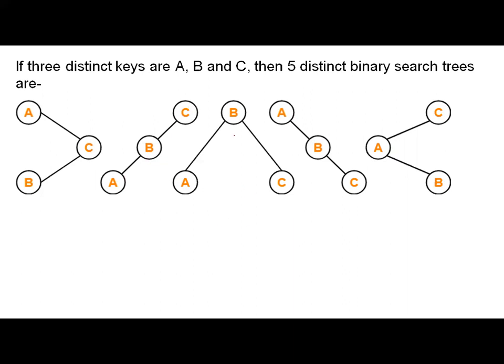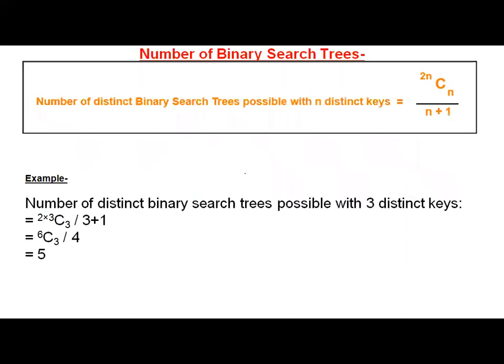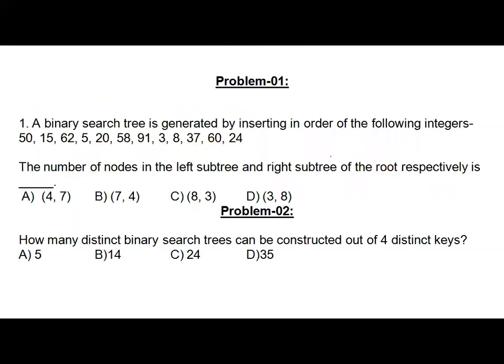And this is another important observation. Generally, a question will be asked on this. So what is the formula? 2n Cn divided by n plus 1. Okay, so please remember.